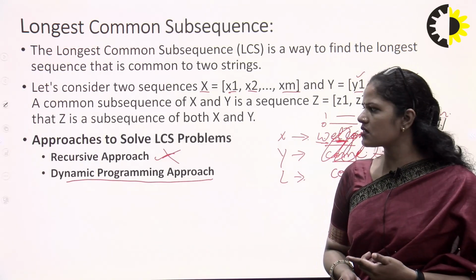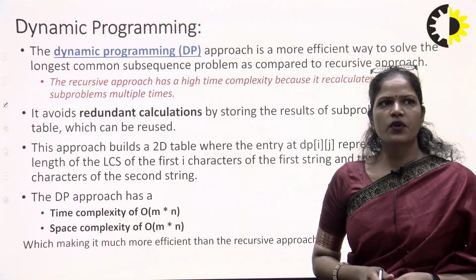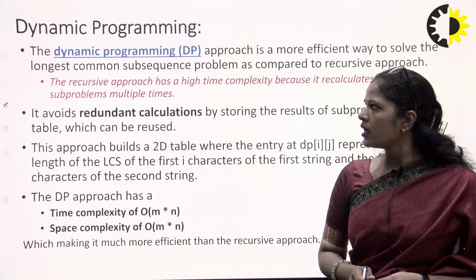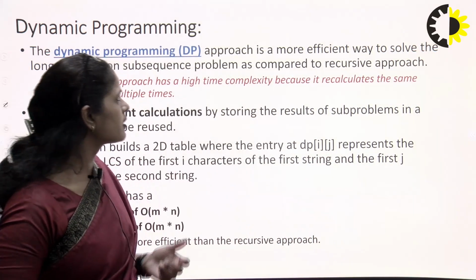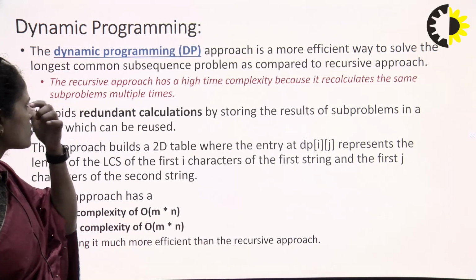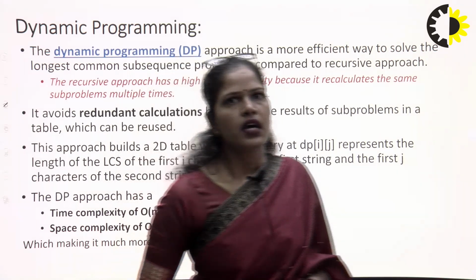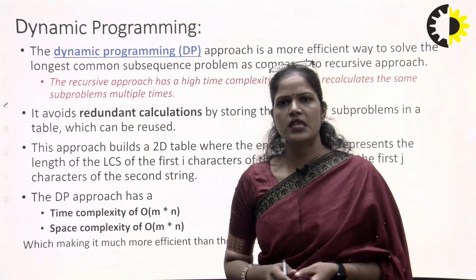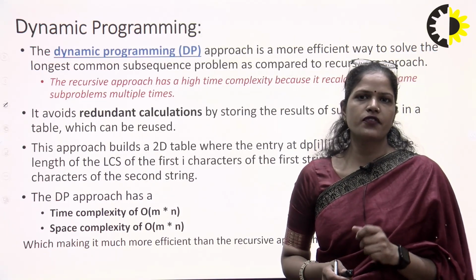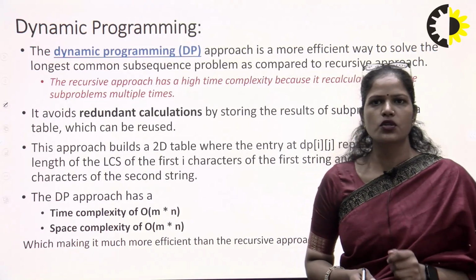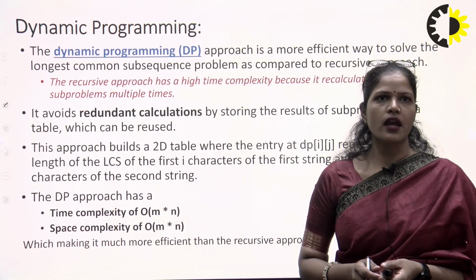So basically this is the approach through which we are implementing LCS. So how can the dynamic programming approach work? Let's understand by taking examples and some definitions, right? The dynamic programming approach is more efficient for solving the longest common subsequence problem, because in the recursive approach we faced some time complexity issues, and these time complexity issues are resolved by the dynamic programming approach.